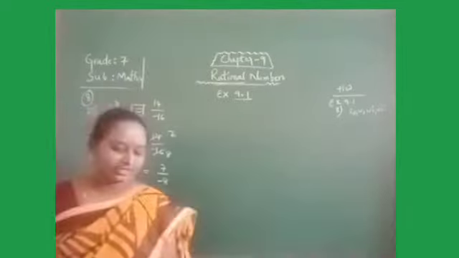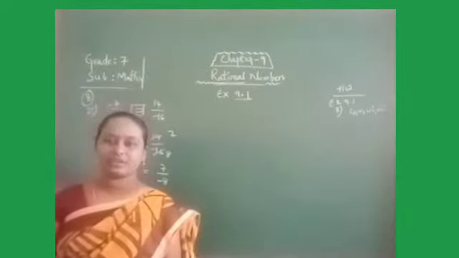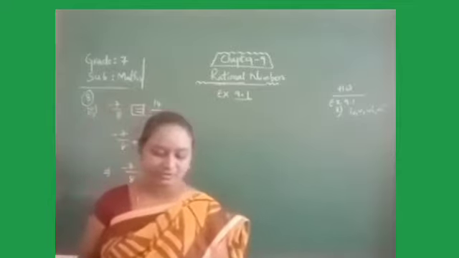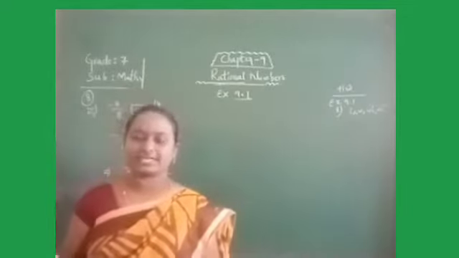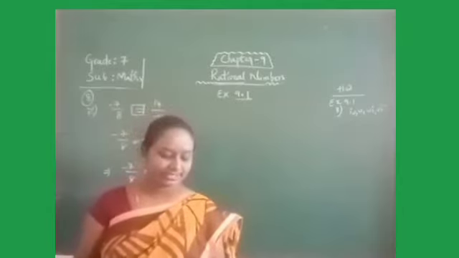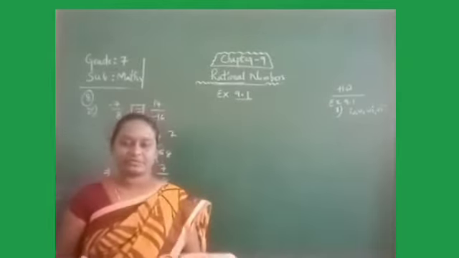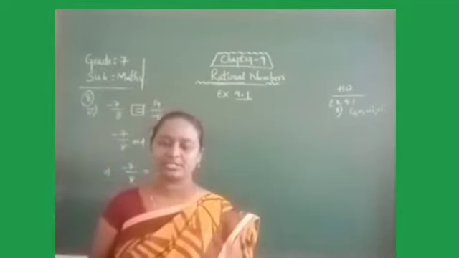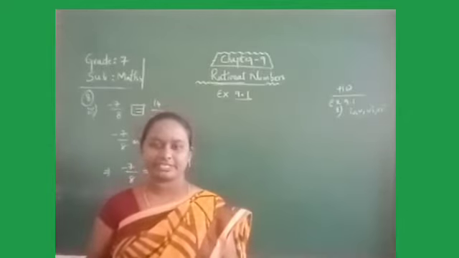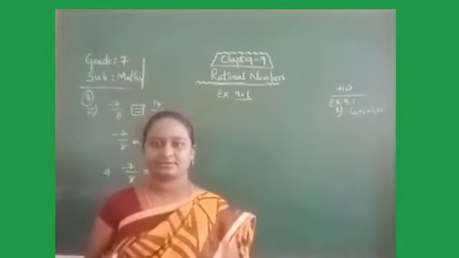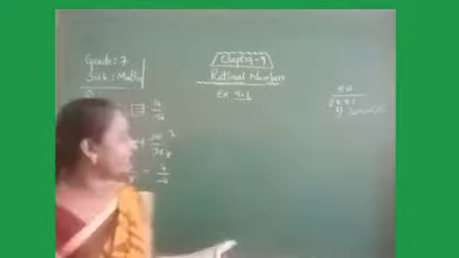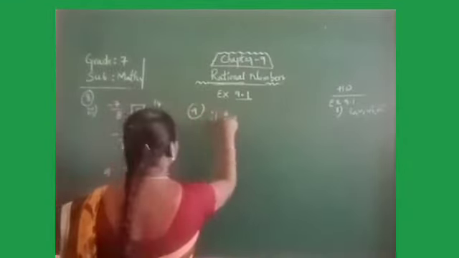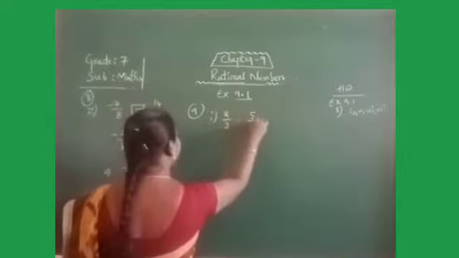Next question: which is greater in each of the following? Here also we have to use less than, greater than or equal. If different rational numbers are given, at that time we have to convert them into like fractions. Here different fractions are given in the 9th question. The first one is 2 by 3 and 5 by 2.